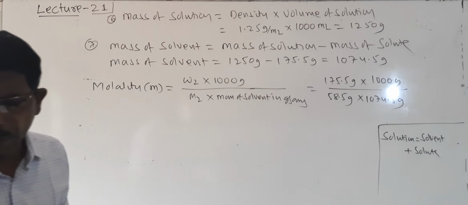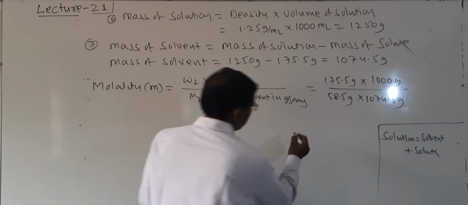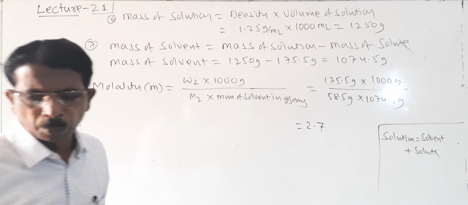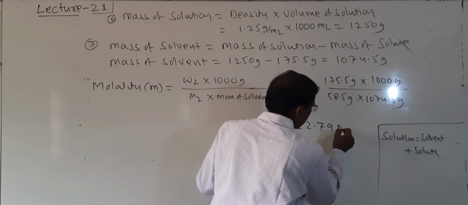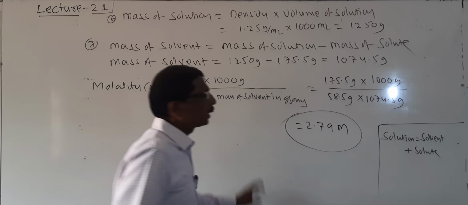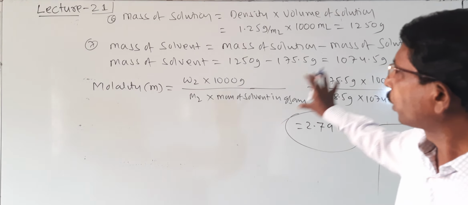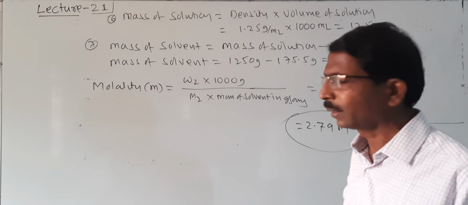So you will get the answer here. It is near about 2.79, that is 2.79 molar. That is the answer. So students, this is how it comes when density is given.